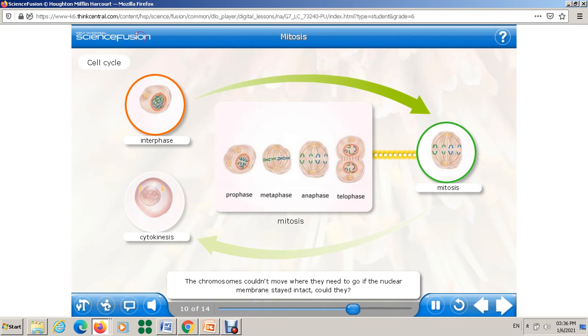The chromosomes couldn't move where they need to go if the nuclear membrane stayed intact, could they? The next stage is metaphase. During metaphase, the duplicated chromosomes line up in the center of the cell.